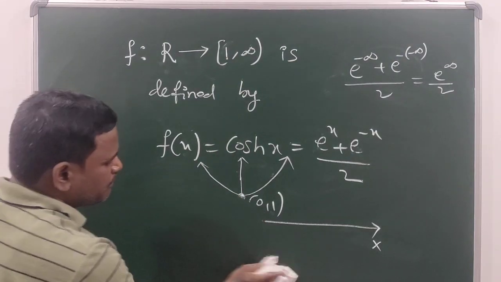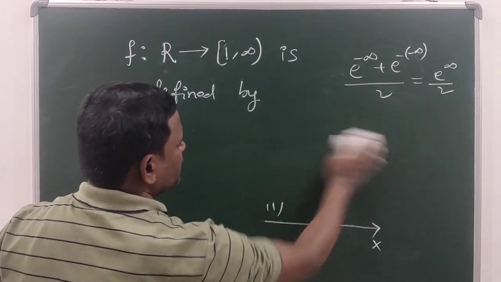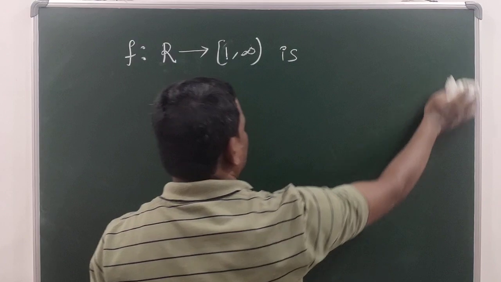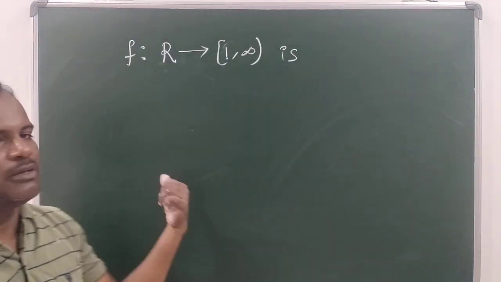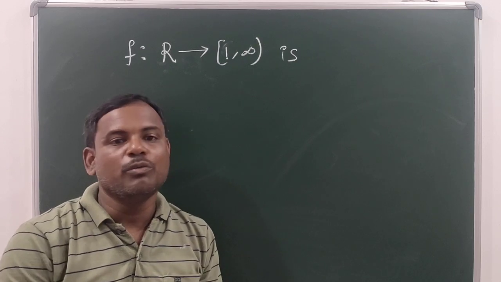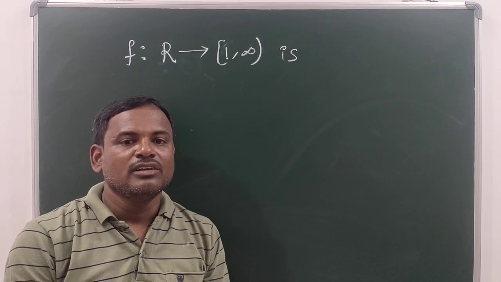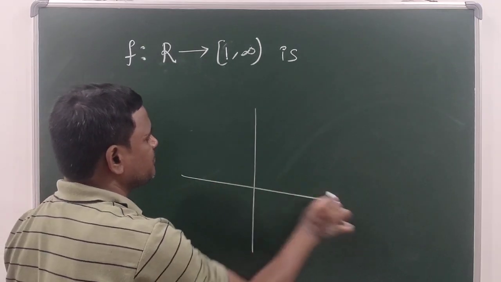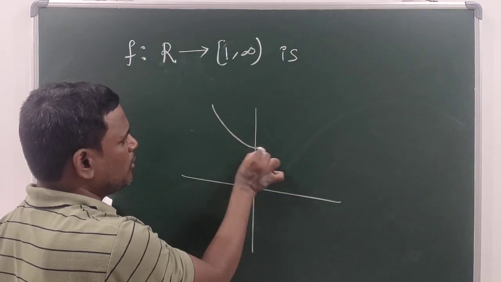Now, let us go to its inverse function. But observe this previous function cosh x. In its domain, that function is not bijective, because you got the graph like this. Like this you got.